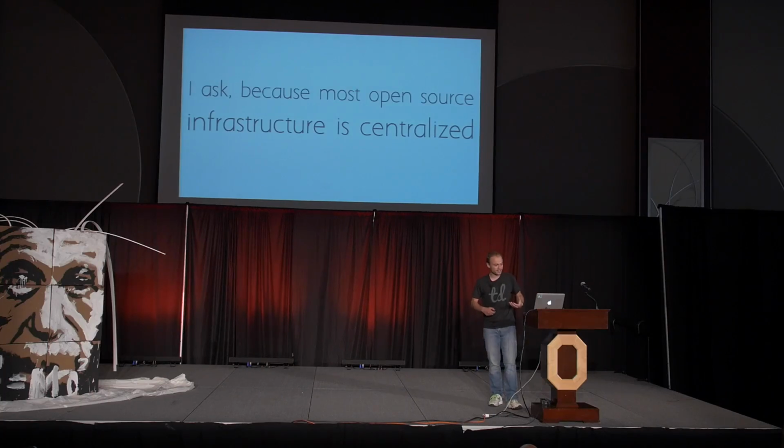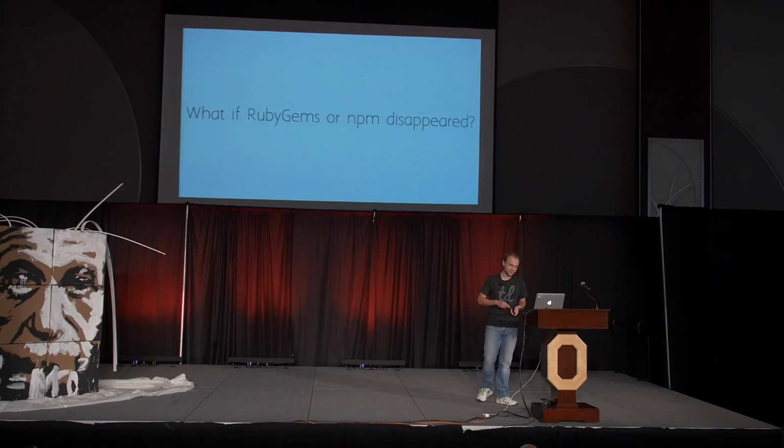That's a problem. And so I ask this because, since all of our open source infrastructure is centralized, we should be thinking a little bit more about how we could make this more sustainable. Either give money or make these foundations more secure, or build decentralized systems. And if RubyGems or NPM disappeared, it would obviously be catastrophic.